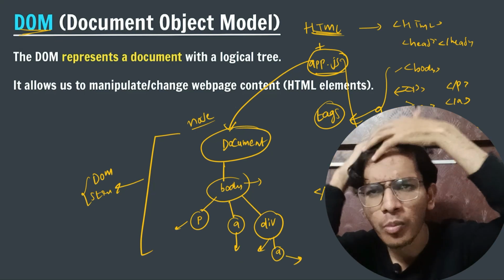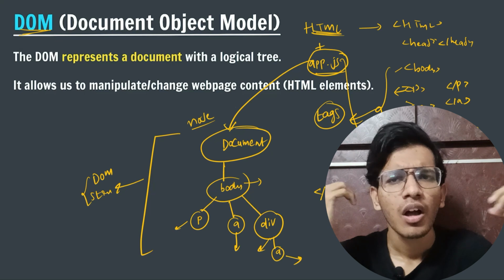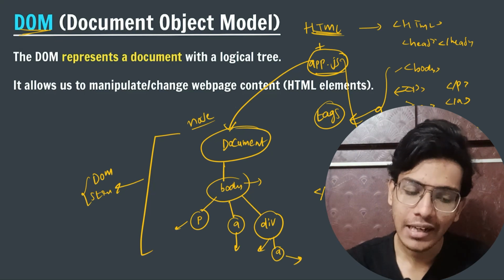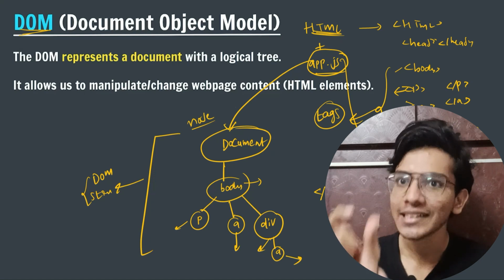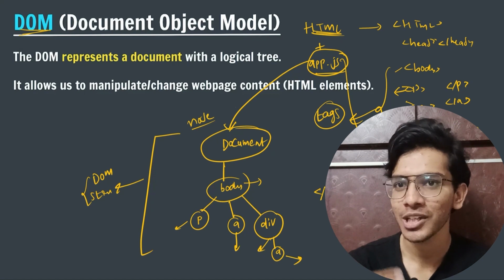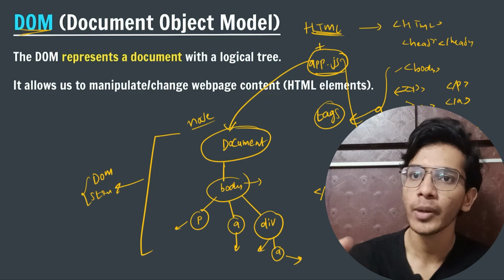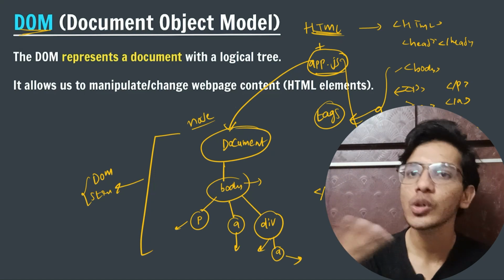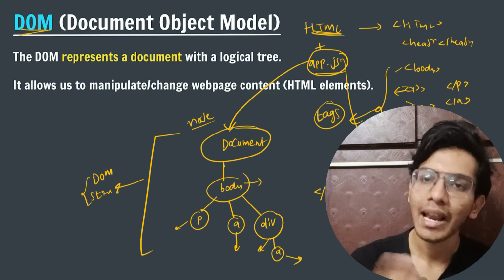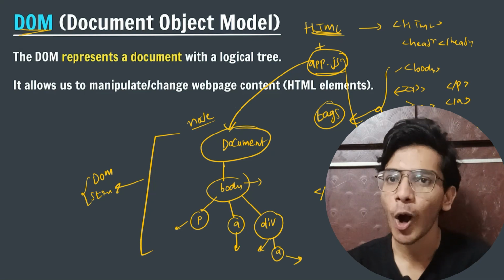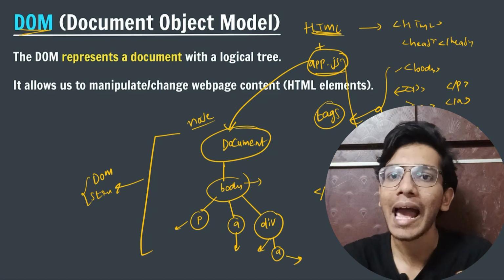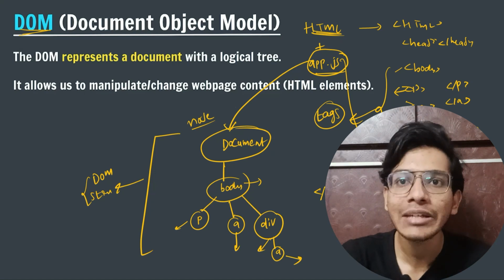What is an object? An object is nothing but a structure in which we store key value pairs. Here each node is an object, and we know that an object will store key value pairs. So document will have its own key value pair, body will have its own key value pair, P will have its own key value pair. So each object which I have described here, which is nothing but each node, will have its corresponding key value pair.